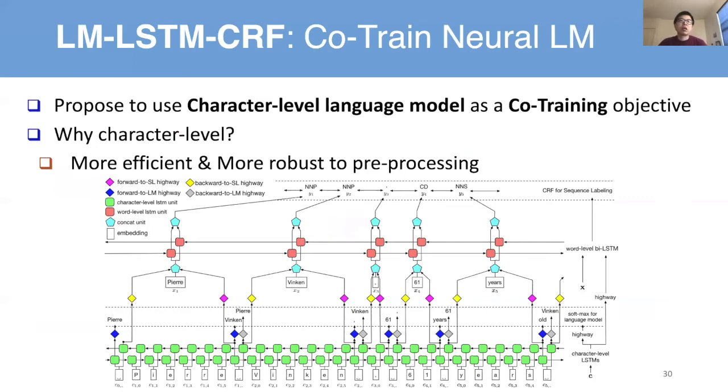So let's go back to NER. How can we use the language model to improve NER performance? The first idea is co-training. We propose to use the character level language model as a co-training objective. Why do we want to use character level? Because the NER training set is typically small, and the character language model has fewer parameters to train. It's more efficient and robust to pre-processing. So we can just train the character level language model on the same training set of the NER. We don't require any additional annotation or any additional corpus. We just use the same training set and we can improve the performance.